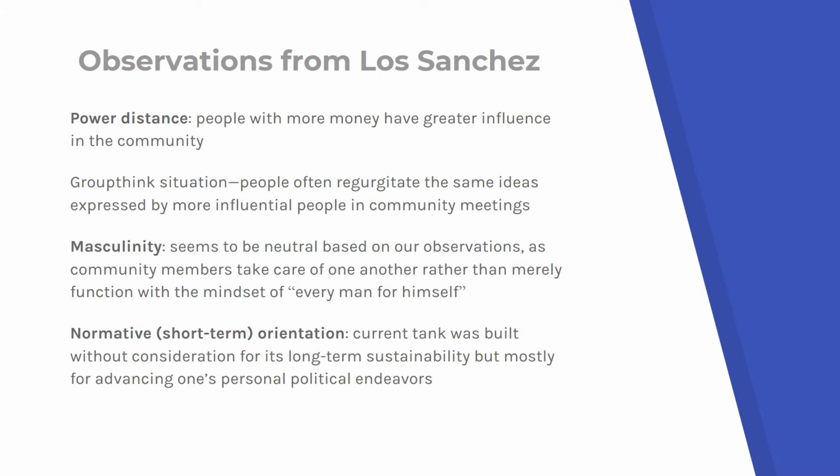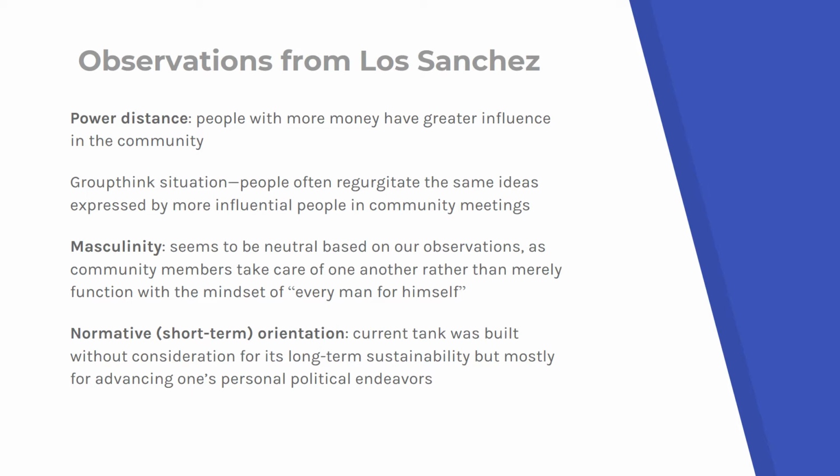We wanted to look at some observations that either amended these findings or supported them. One example we could think of that supported this hierarchical system in Los Sanchez was that people with more money do tend to have greater influence in the community. This is seen in many community meetings, when people will often regurgitate a lot of the same ideas expressed by more influential people, adding to this groupthink mentality.